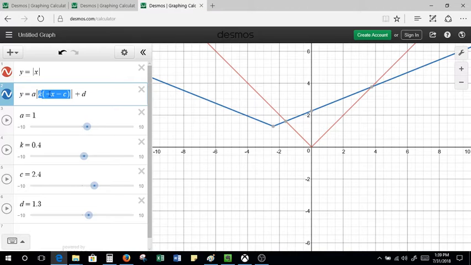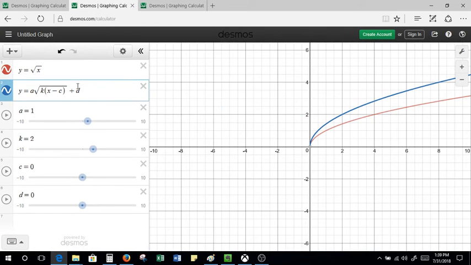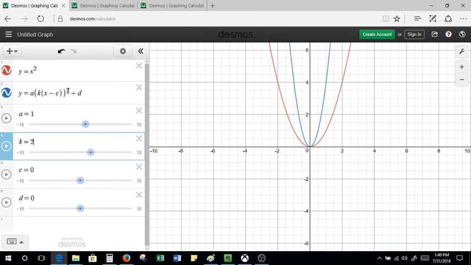Remember to include the k, x, and c inside the type of function that you're doing. So this is the absolute value, so the bars are on the outside. This is the root. Again, k, x, and c are all underneath it. Quadratic. Again, k, x, and c all underneath it. So that should do it for transformations.